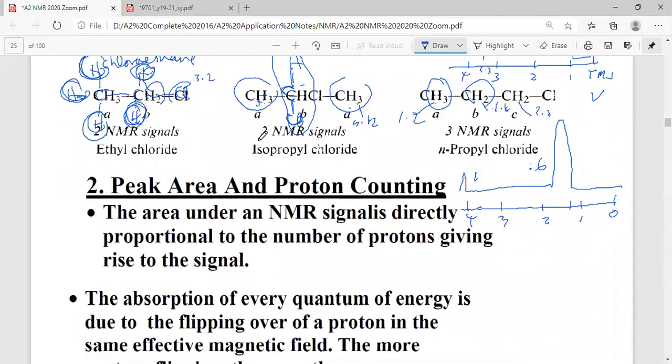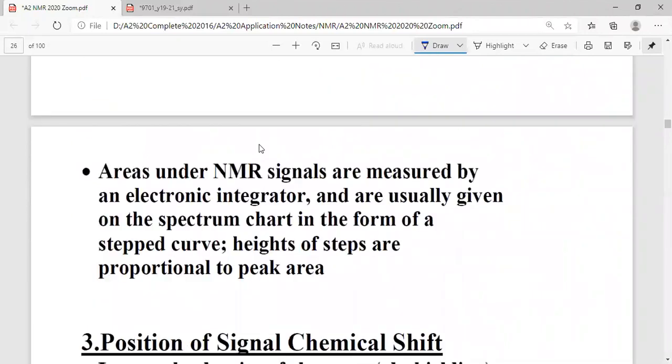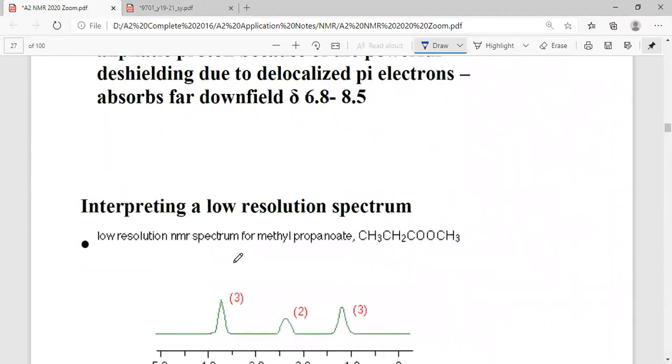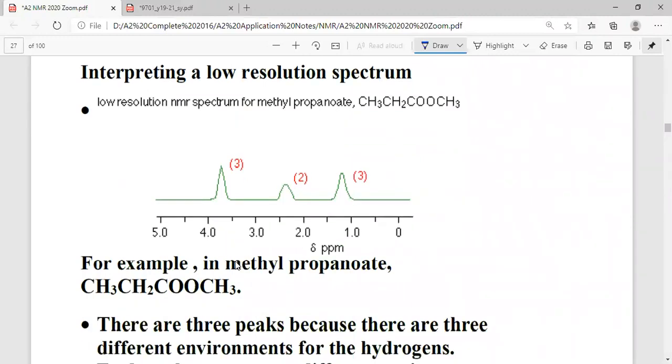Okay? All right, now let's go some more. Give more examples. Here you can read out how the electronegativities affect the shift. Now let's look at this. Now this is your methyl propanoate. Let's draw the whole thing out.